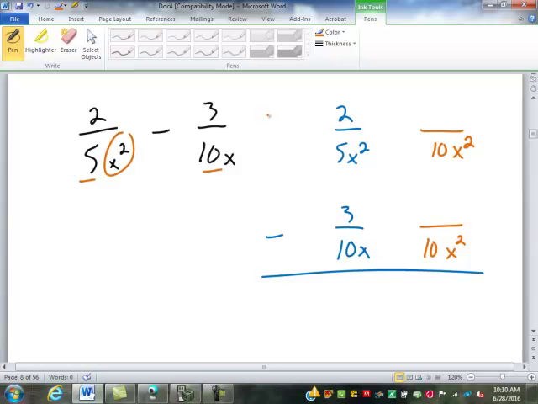Okay. So for this top one, what do I have to change? Yeah, so 5 times 2 to make 10. Do I have to change the x? No. So what do I do on top? Times 2 makes 4. On bottom, what do I have to change? Do I have to change the 10? Nope. I have to change the x into an x squared by multiplying by an x. So 3 times x is 3x. I'm going to pause there. Any questions on how I did that renaming to change the denominators?